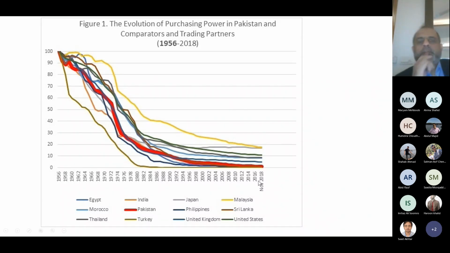So this is what is happening to almost every currency in the world, that it is going down, no matter how strong it is, because they keep printing more and more of it. And once they are printing, there is inflation, and it starts losing its value.